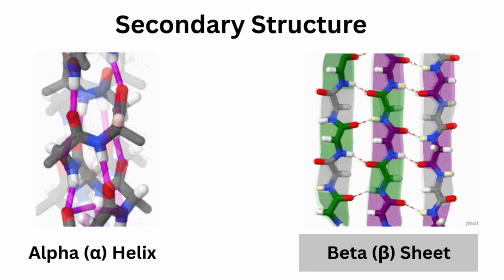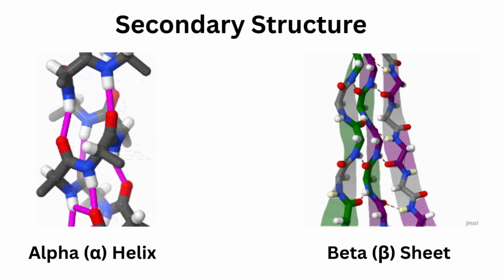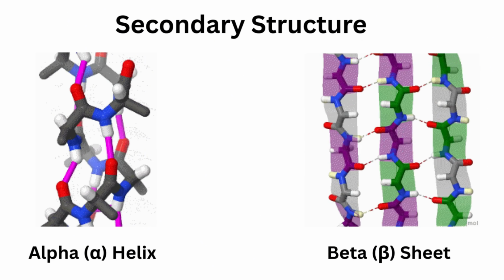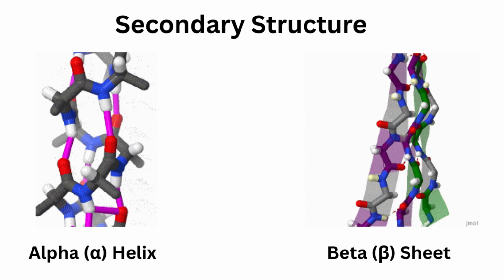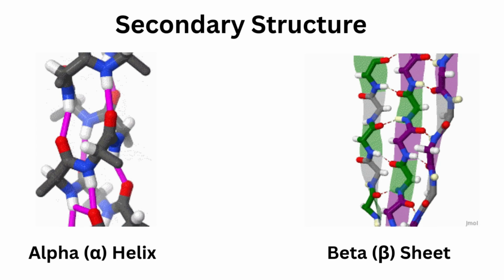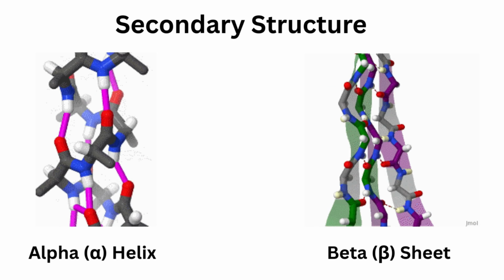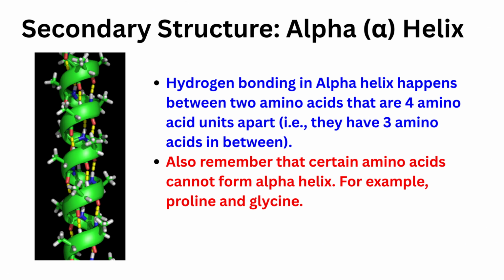In beta sheet, hydrogen bonds form between CO and NH groups on adjacent polypeptide strands. Beta sheet could be parallel or antiparallel. Side chains or R groups do not directly form the secondary structure. Hydrogen bonding in alpha helix happens between 2 amino acids that are 4 amino acid units apart. That is, they have 3 amino acids in between.